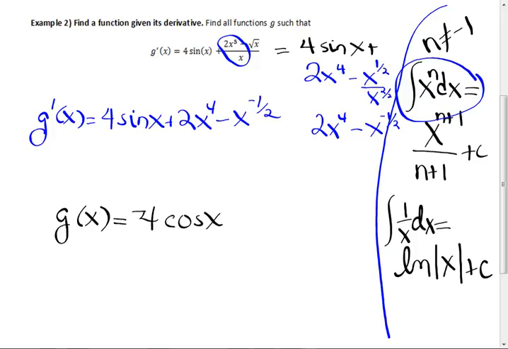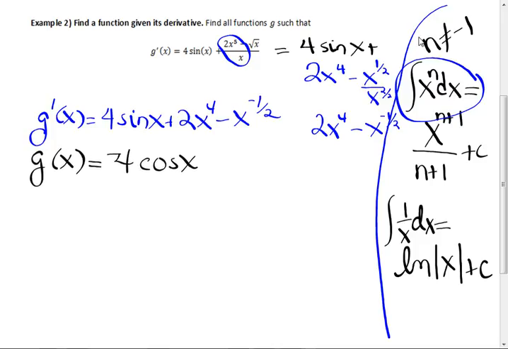Okay, Alex, what am I going to get now? Alex? So I'm going to get what? I get g of x equals negative 4 cosine x.